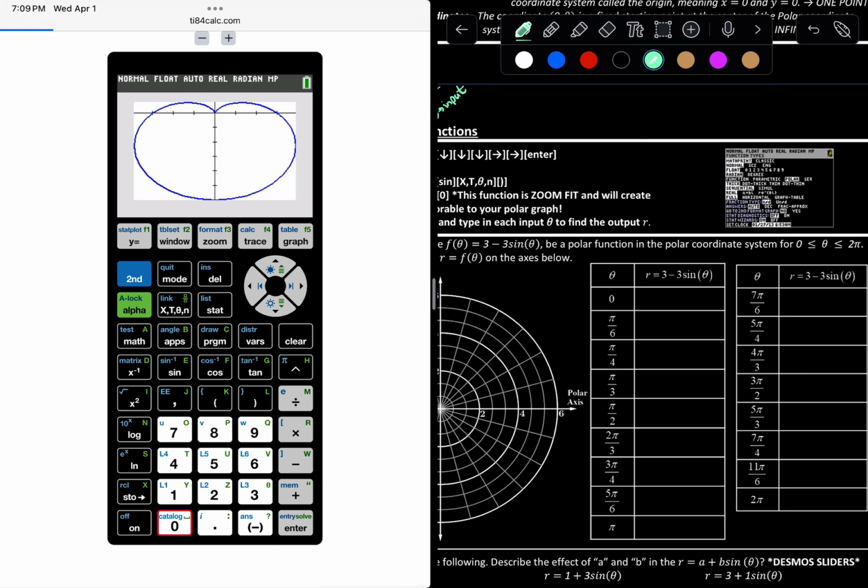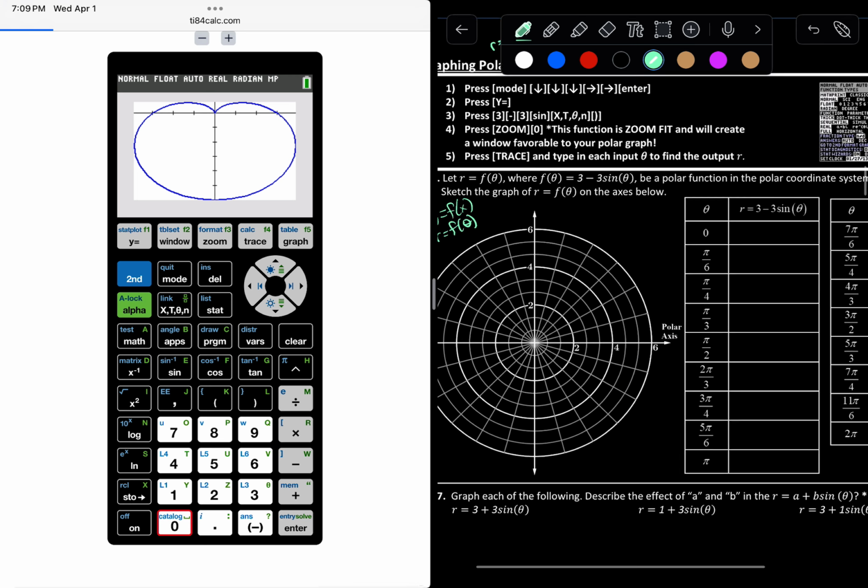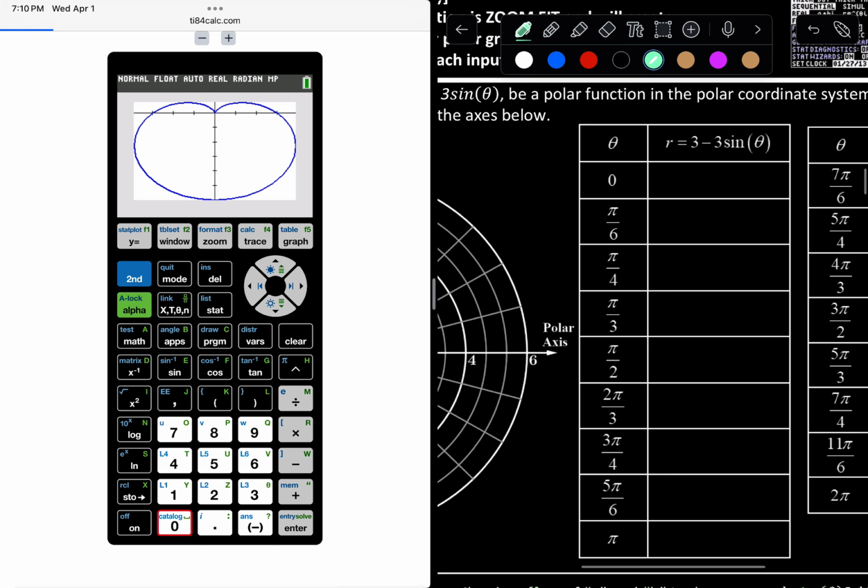Now what we're doing is we're going to be taking these thetas, these angles, these input values, plugging them into our function for r and getting an output. That output is going to be the radius for that particular angle, okay? So if I plug in 0, I get 3 minus 3 sine of 0. Sine of 0 is going to be 0, so we end up with 3 minus 0, which is just 3. So when we have an angle of 0, the radius is going to be 3.